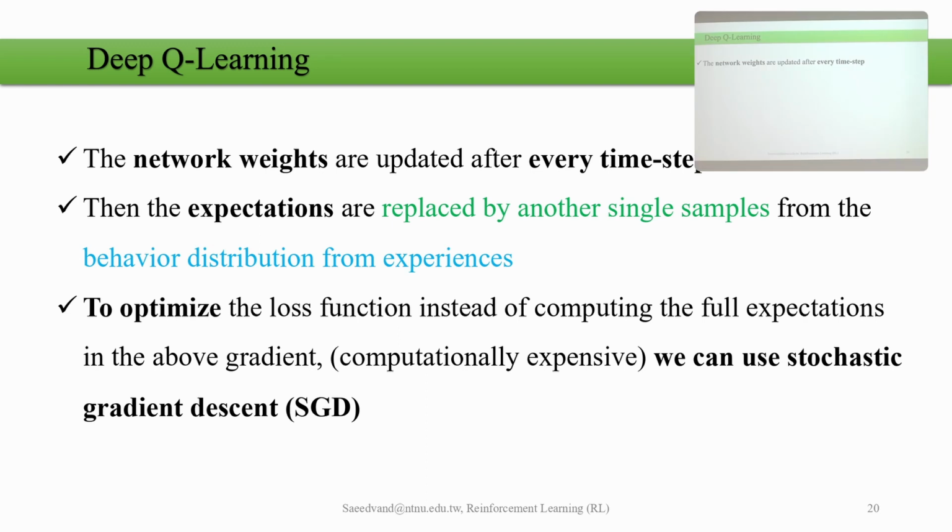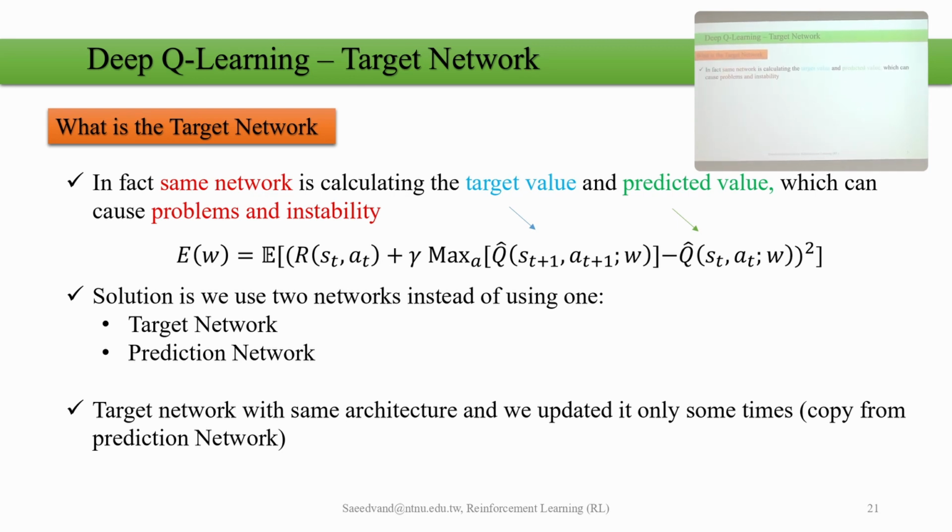So we say the network weights are updated after every time step, and the expectation is replaced by another single sample from the behavior distribution from the experiences. We explained already. Now you know what it means to optimize the loss function instead of computing the full expectation. The previous gradient that we have is computationally expensive. As I mentioned, we can use SGD. We don't use gradient descent. We can use SGD to calculate the loss function. Those are some complementary points for deep Q-learning.